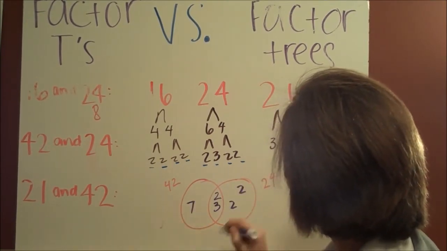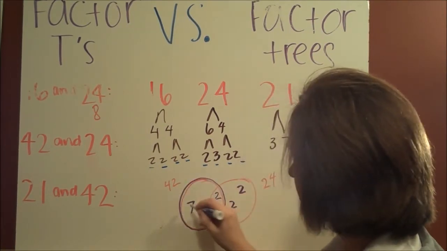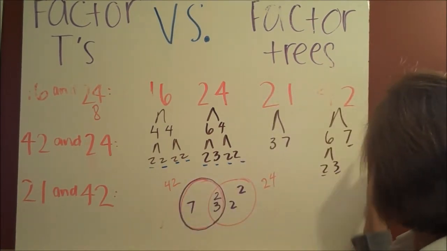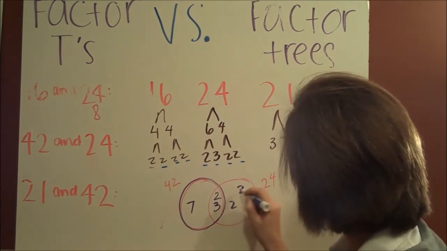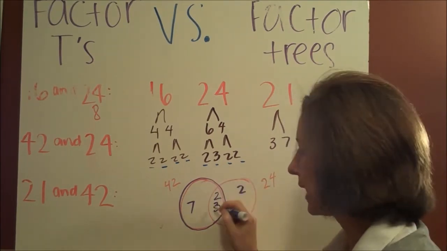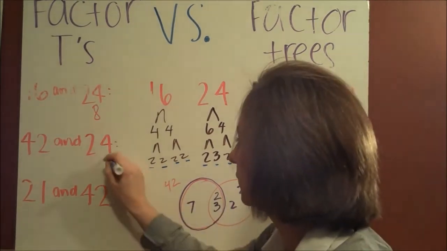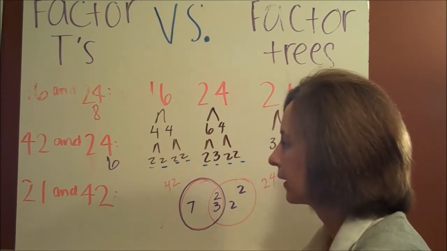So now I can check it by looking inside this circle. 2 and 3 and 7 really do make 42. And over here, 2 and 2 and 2 and 3 really do make 24. So the greatest common factor is the 2 and the 3. 2 times 3, which is 6.